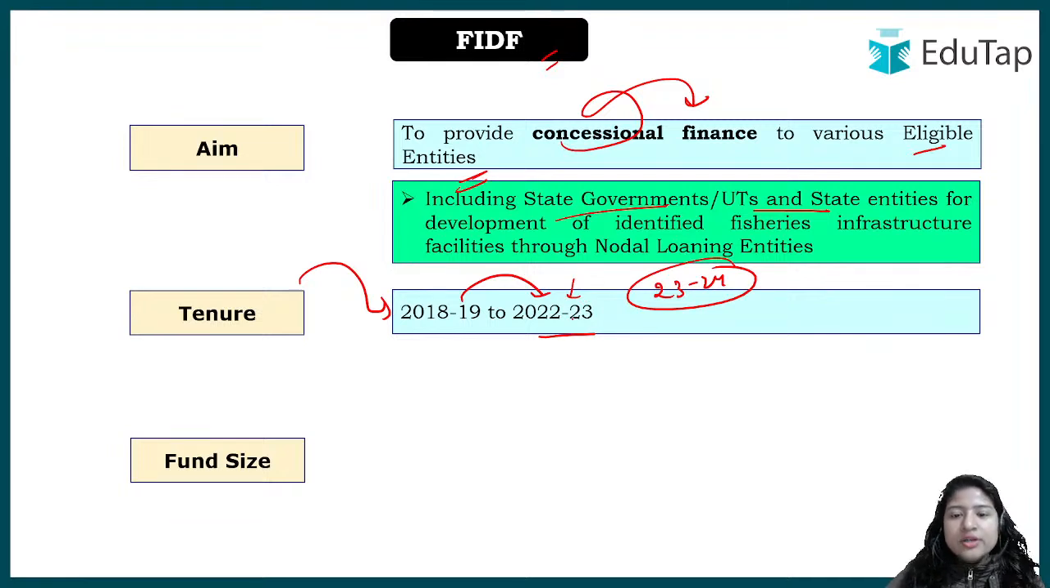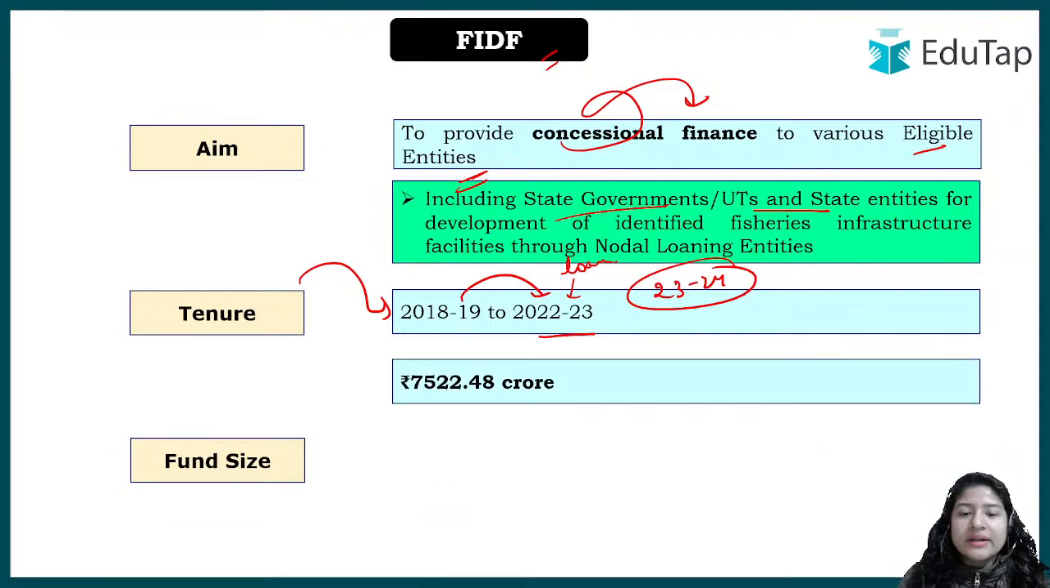ठीक है, तो 22-23 तक कितना लोन दिया गया है, ठीक है, बट अभी वो वापस भी लेना है, ठीक है. फंड साइज क्या है? So here some funding would have also been provided, right? So overall funding, which the government said, in this tenure which is 2018 to 23, the government said that around 7,522.48 crore that will be used, ठीक है, government said.